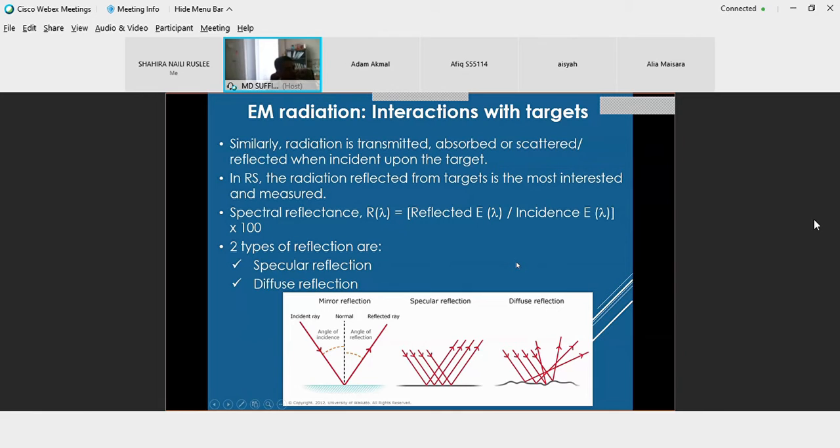And then interaction with targets. So kita tengok reflection ataupun pembalikan. It depends on the smoothness of the surface. Kalau dia smooth, bermaksud bahawa dia punya reflection selalunya in a single direction.